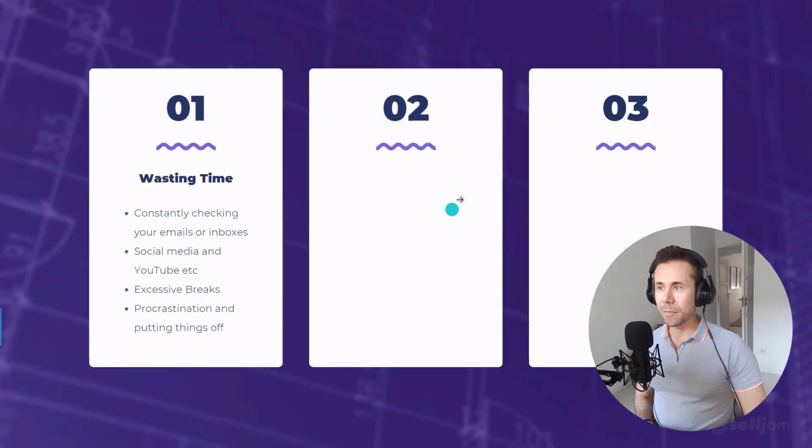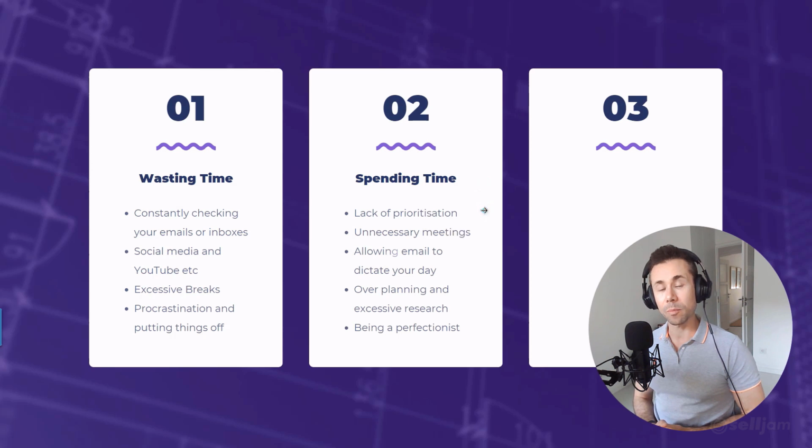So let's look at the next time use. That is spending time. One of the top ones here is lack of prioritization. If you don't have a clear direction of the task that you want to accomplish for today, or any day, your day will be dictated by everything else that comes your way. So emails that come in, maybe phone calls, maybe co-workers come in, any number of distractions will then dictate your day if you don't have your priorities in order.